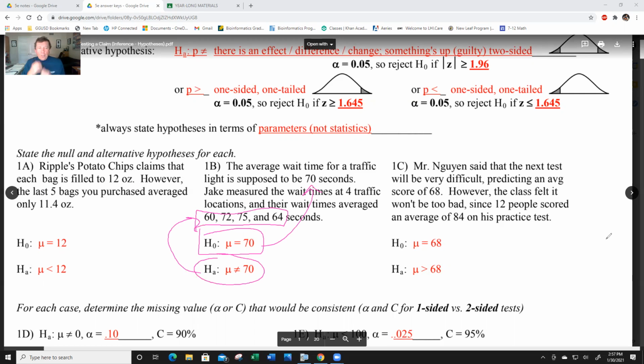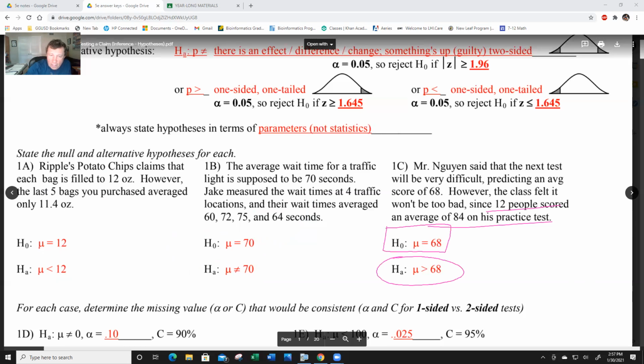Again, don't worry about the other parts. Just worry right now: can you write a legitimate null and alternative hypothesis? I think you can. Okay, 1C. Mr. Nguyen said that the next test would be very difficult, predicting an average score of 68. However, the class felt it wasn't too bad since 12 people averaged 84 in his practice test. Wow. Okay, good. So H0 is going to be, yes, 68, but the kids think they're going to score higher than 68.